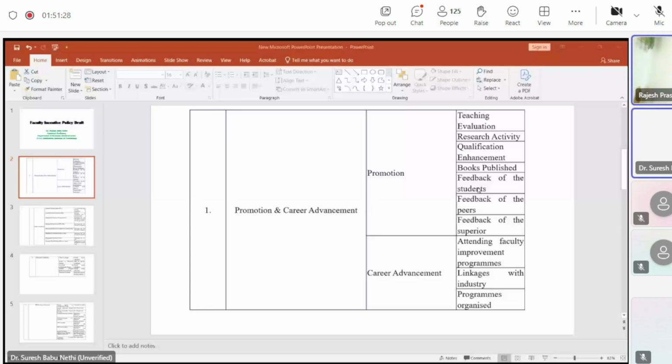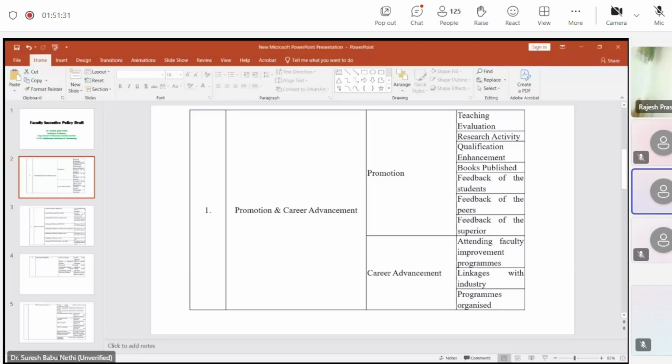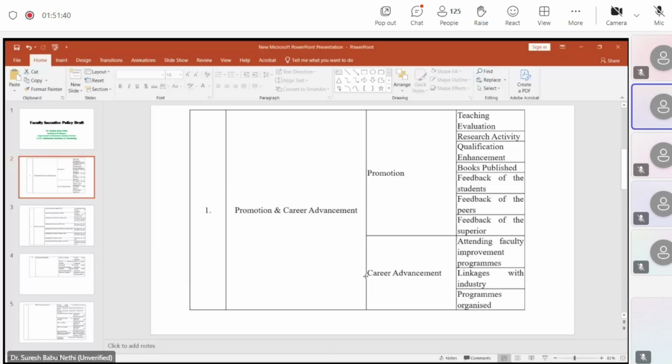You can go ahead. The first point of the activity is promotion and career advancement. In that, I have identified the core areas, and I will divide it into some criteria presented here. Each point has evaluation criteria, and forms are developed regarding teaching evaluation, research activity, qualification enhancement, books published, feedback of the students, feedback of the peers, and feedback of the superior. I think these are all the basic elements in promotion.